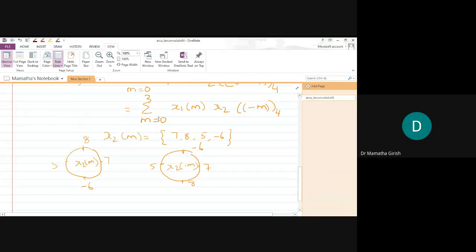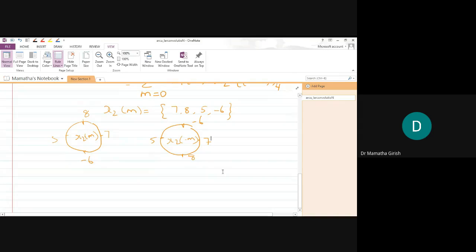What does this whole equation say? I have to go on varying the value of m from 0 to 3 and take the product of x1 of m with x2 of minus m modulo 4. The value of x2 of minus m modulo 4 is circularly shifting the sequence with index modulo 4. To make it simpler, as the very name suggests, the concentric circular method means do like this.